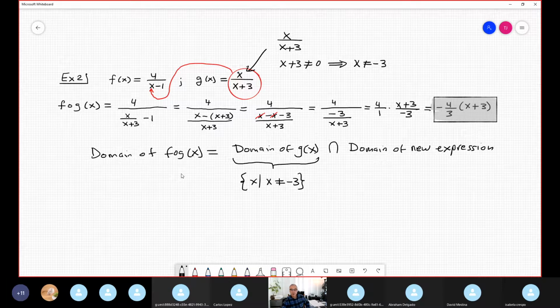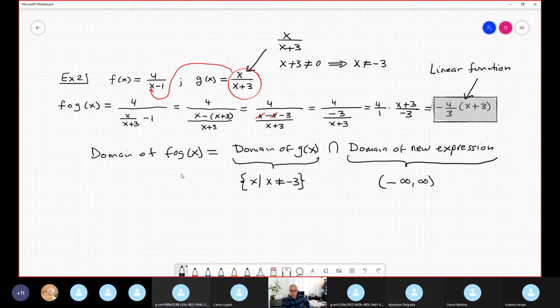Okay, now the domain of the new expression. I go to the new expression, which is this. And there it is a linear function. See, a linear function, so we have no denominator, we have no square root, the domain is all real numbers. And together, it is obvious that it is all real numbers, except the only restriction, which is -3.